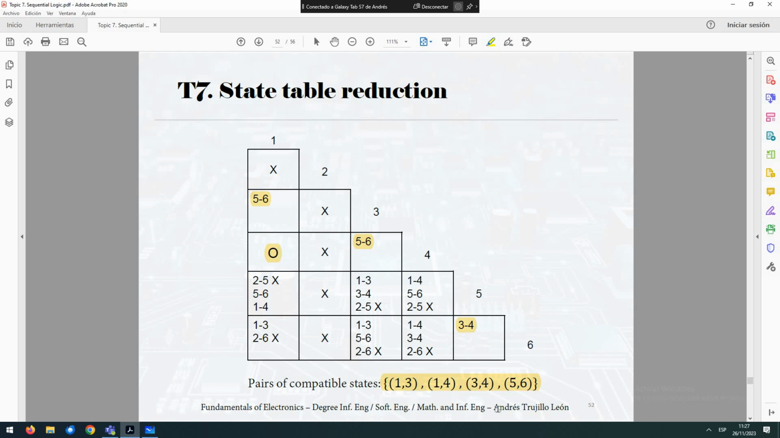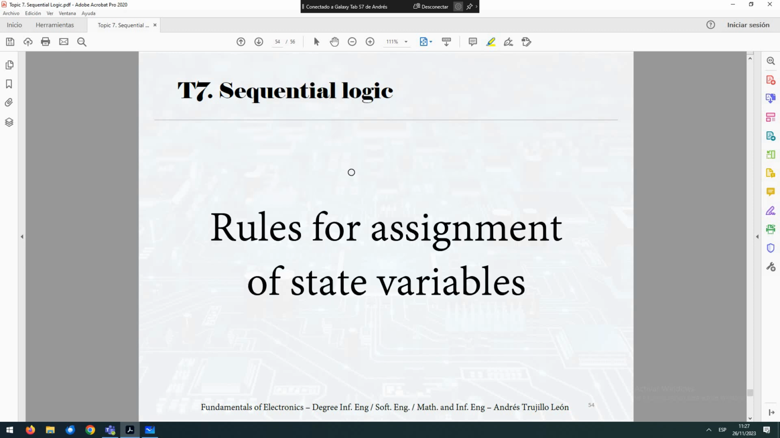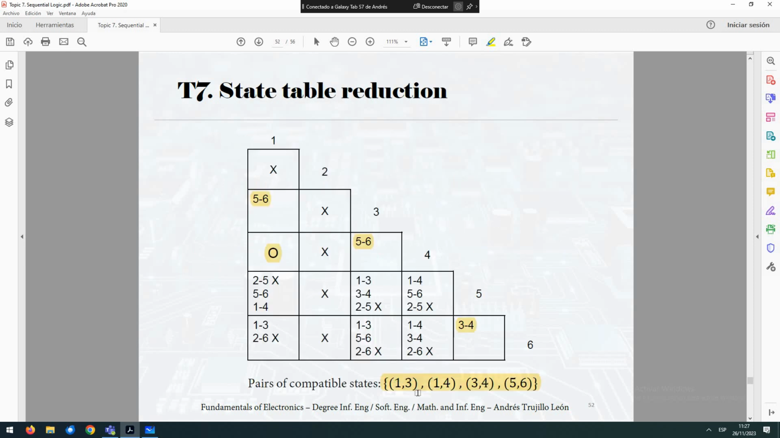That is to group in sets all the compatible states. We can see that 1 is compatible with 3, 1 is compatible with 4, and 3 is compatible with 4. So 1, 3, and 4 are the three of them compatible states. So the maximum compatible sets were 1, 3, and 4; 5 and 6, that are compatible between them but not with any other state; and the state 2. The state 2 was incompatible with the rest of them. So this is a state that cannot be reduced. We have to add this state.